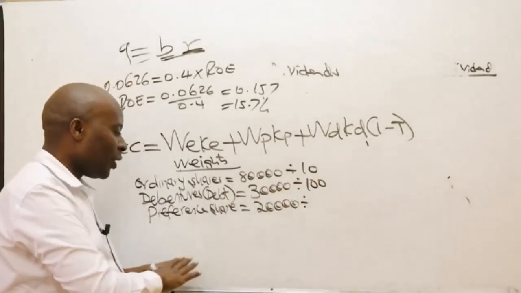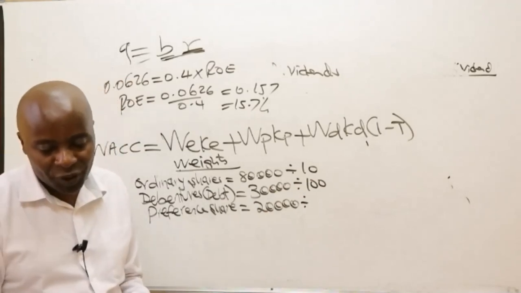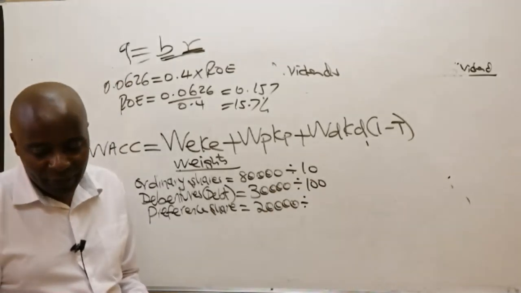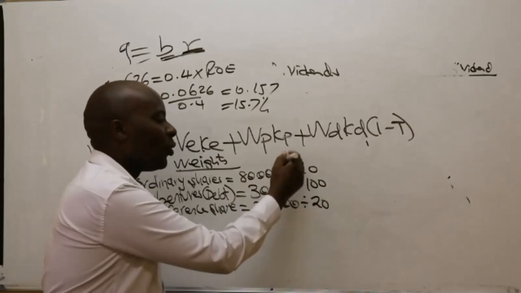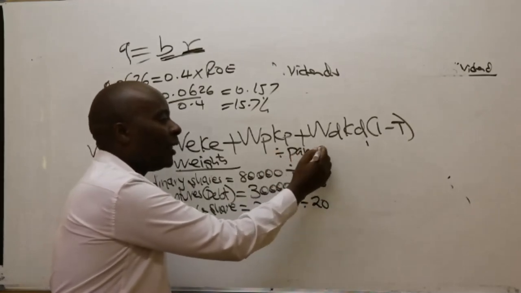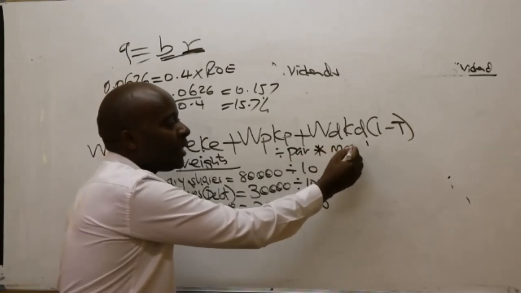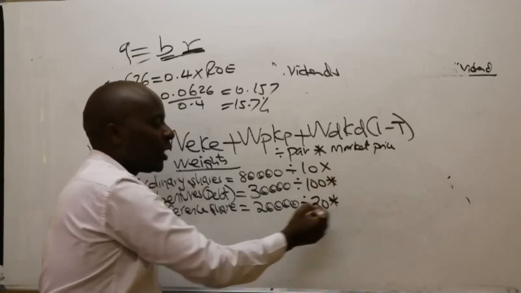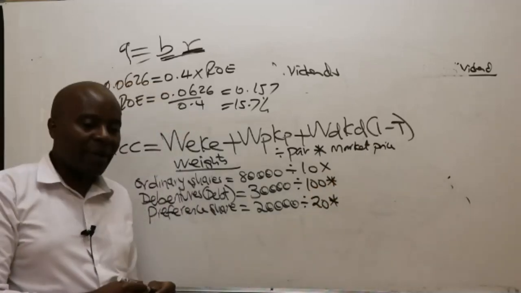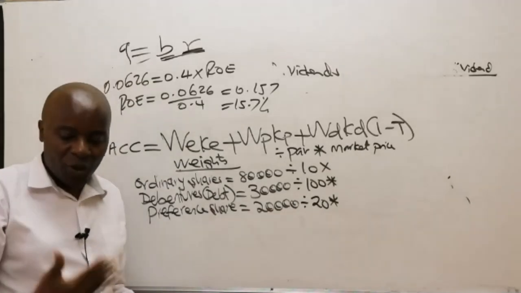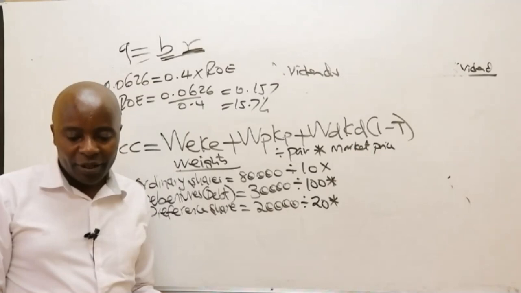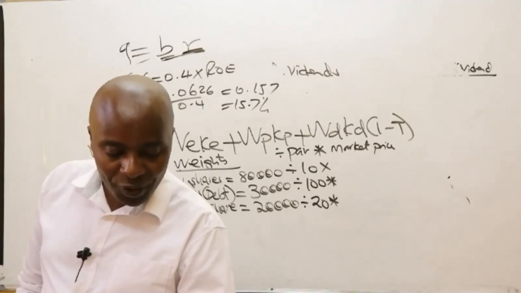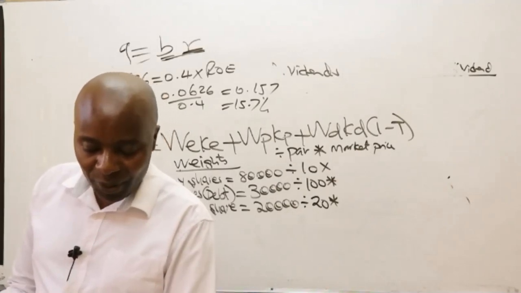How about the par value of preference shares? Have they given us the par value of preference shares? 20, yes, 20. So you divide by par value and then you multiply by the market prices. So you go to the additional information and pick the market price per share of ordinary shares.